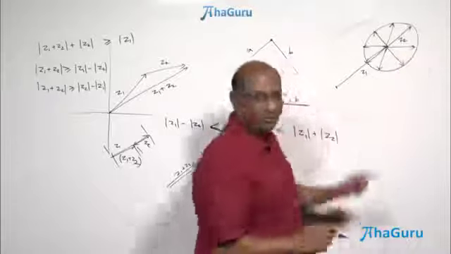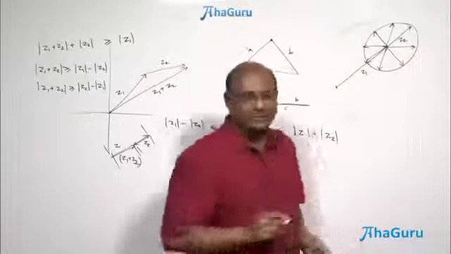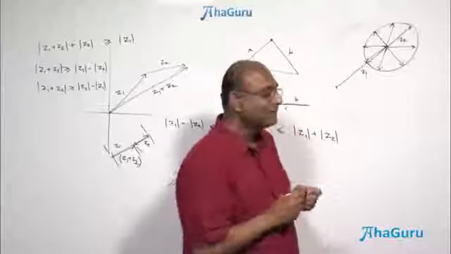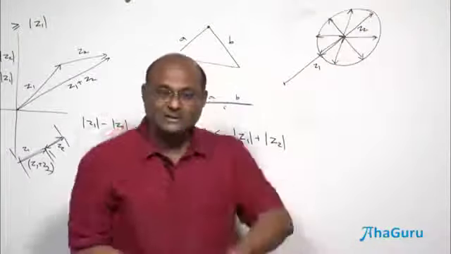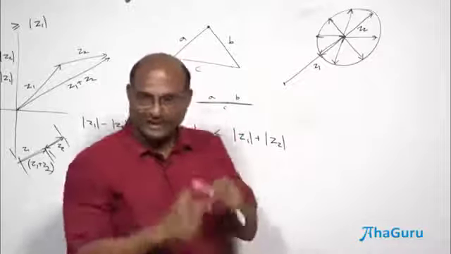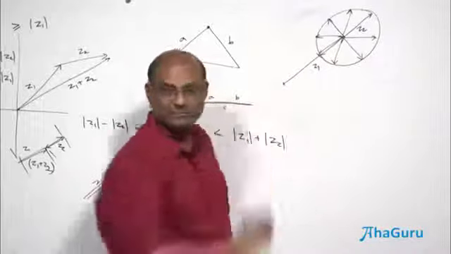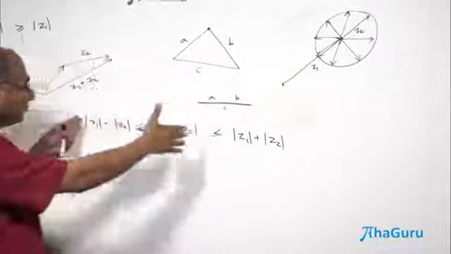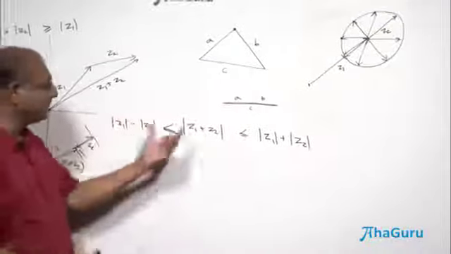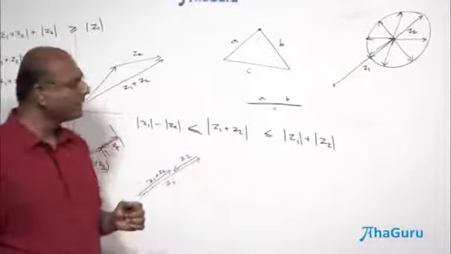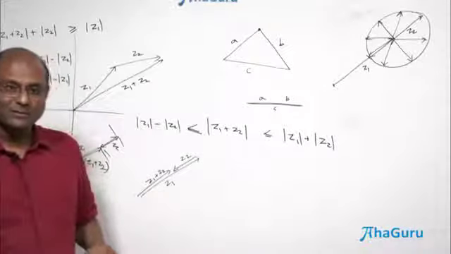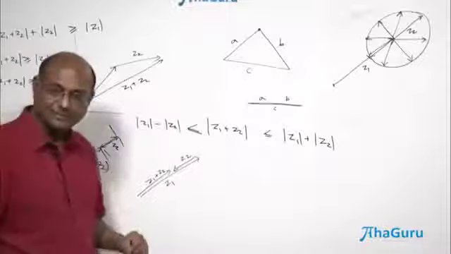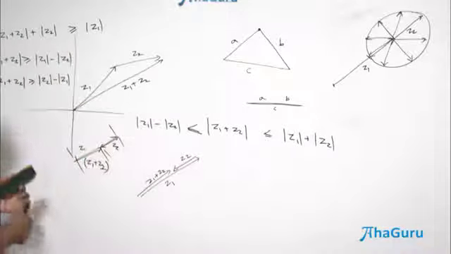But just imagine now, what is the biggest that Z1 plus Z2 can be? It can be this long. What is the smallest Z1 plus Z2 can be in terms of magnitude? This long. This is actually putting limits. It's giving you limits between which Z1 plus Z2 can lie. Wait a minute. What about Z1 minus Z2? Don't we have an inequality for something like that, for Z1 minus Z2?